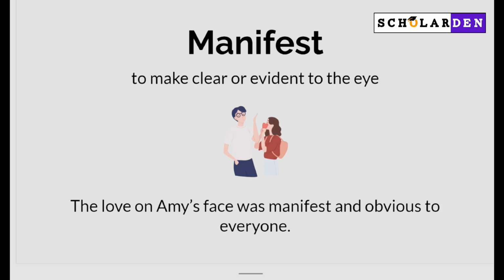Manifest, to make clear or evident to the eye, so to appear or be obvious. The love on Amy's face was manifest and obvious to everyone. Or, his manifest enthusiasm infected the whole group.